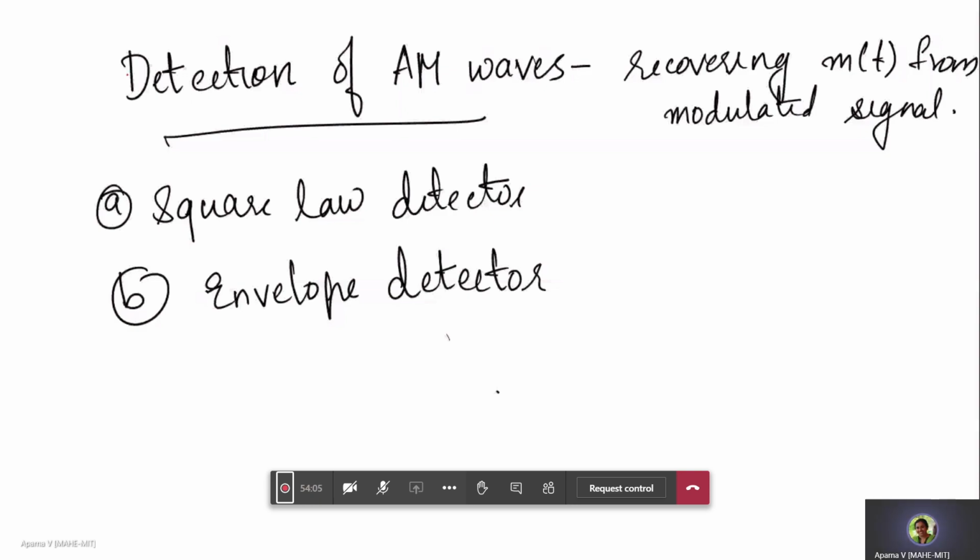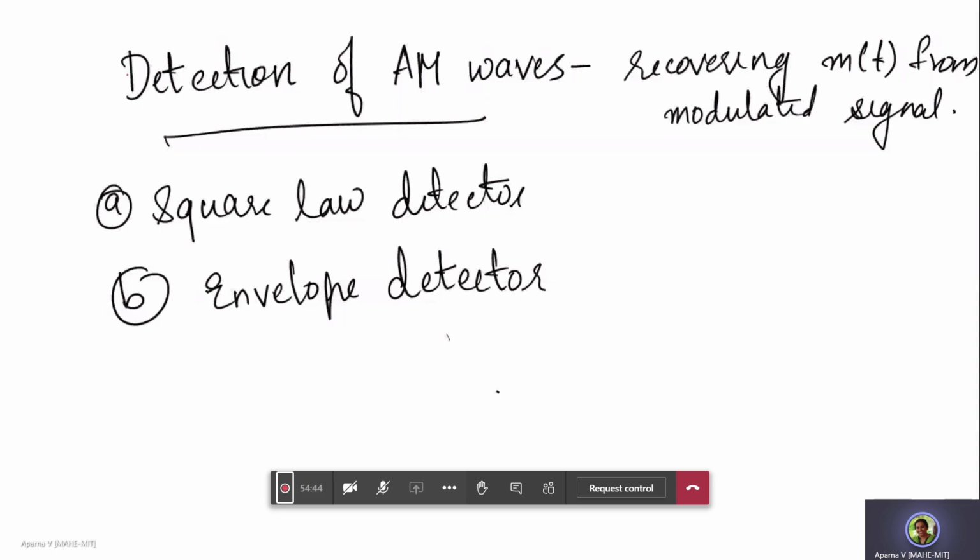So next is detection of AM waves. The previous part was modulation. You have a message signal, you have a carrier signal. Through what circuit should you pass those two signals to get the modulated signal? The solutions for that were the previous answers: the square law modulator and the switching modulator. You can use either of them.